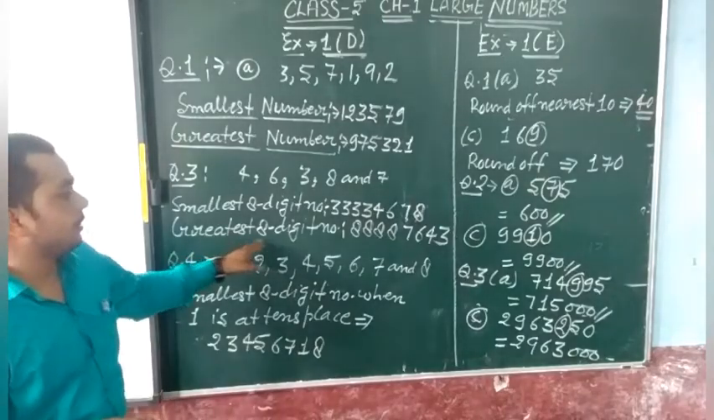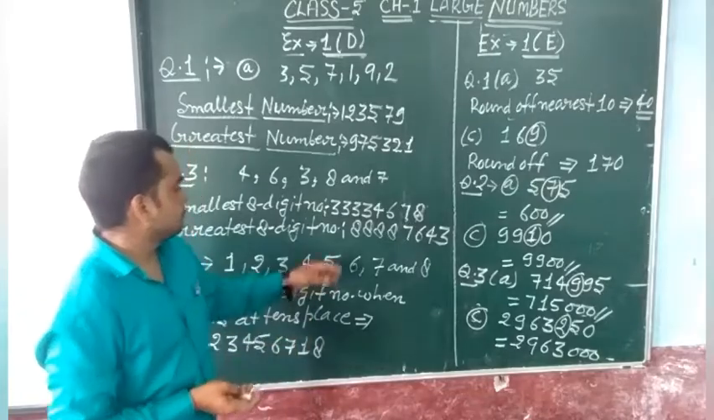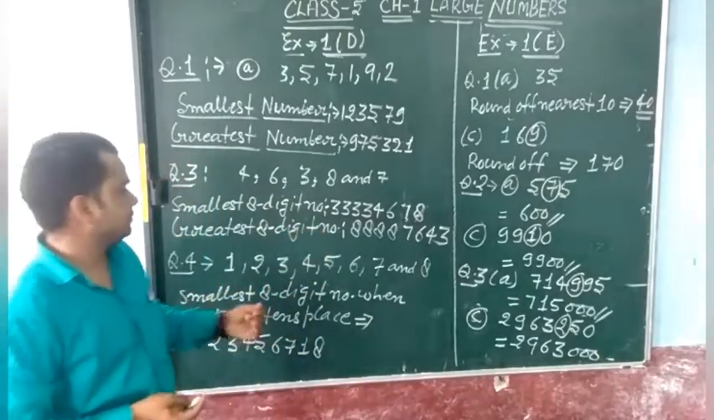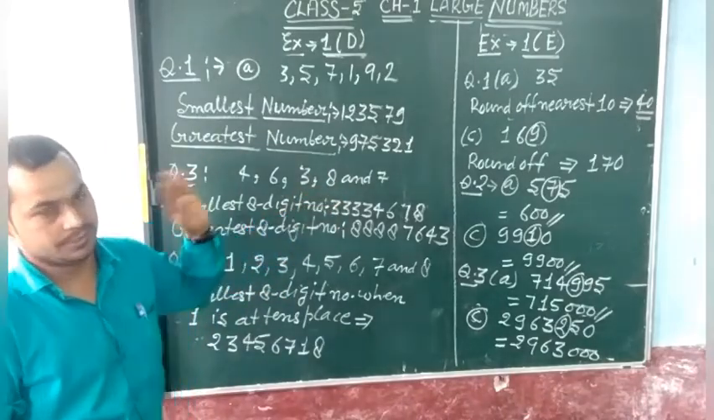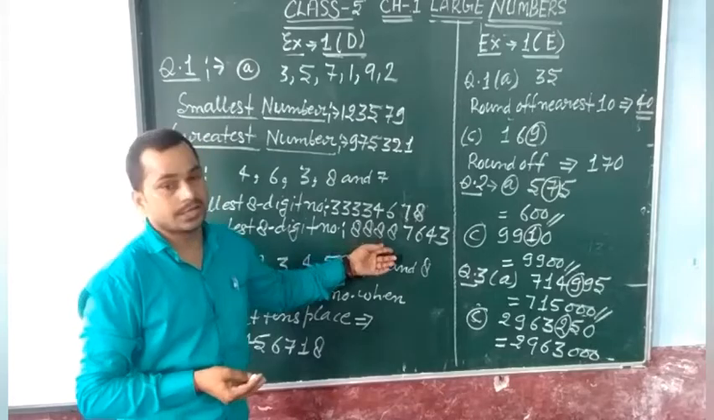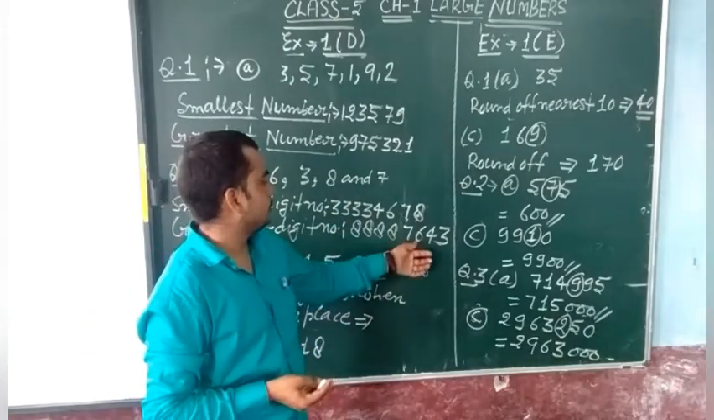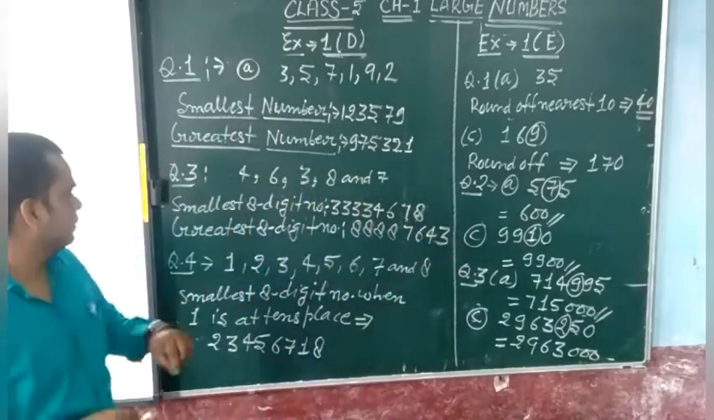And the greatest 8-digit number, so when we write the greatest 8-digit number, we write the greatest, then 7, 6, 4, then 3.